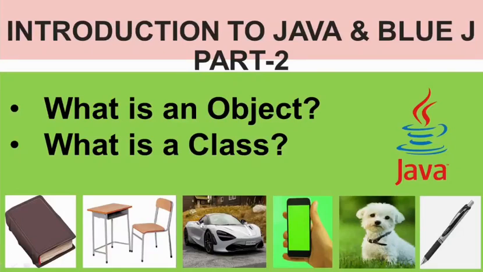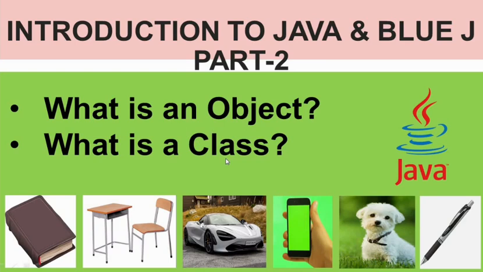Well, hello, dear students. Today we are going to start with Introduction to Java and BlueJ Part 2. Students, in this lecture, we are going to talk about two very important concepts of object oriented programming, that is, objects and classes. So, today we'll learn what is an object in object oriented programming, and then what this class means.